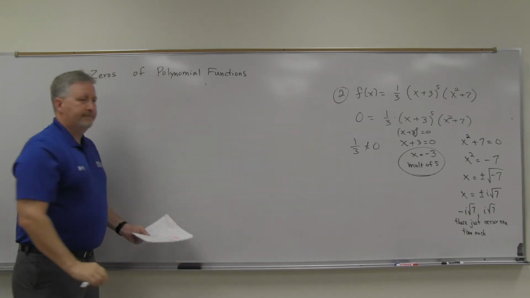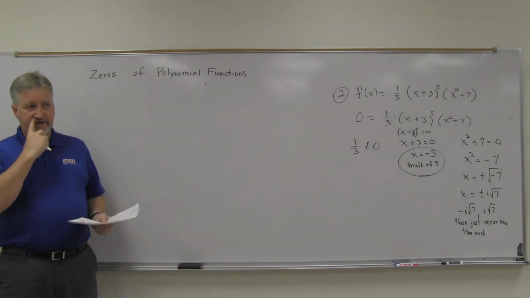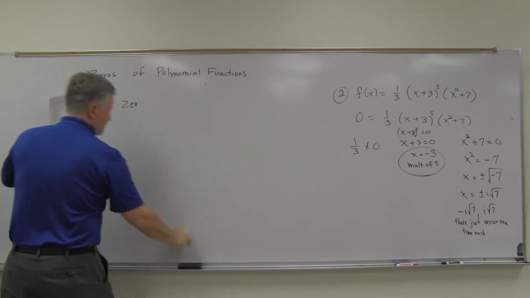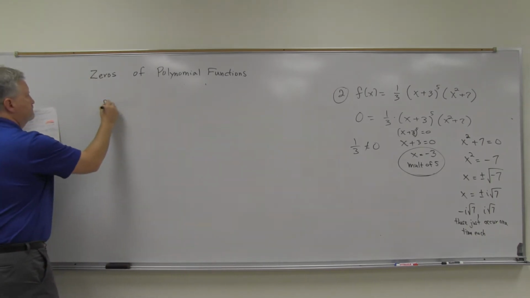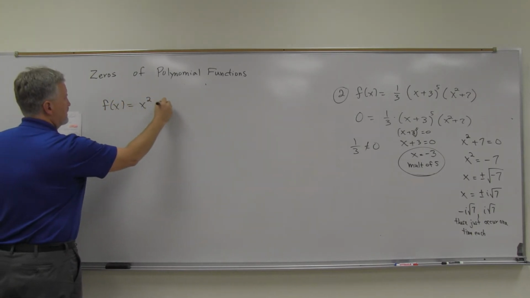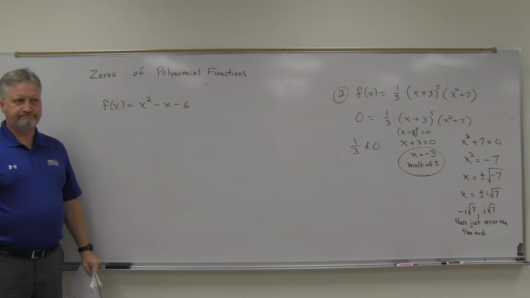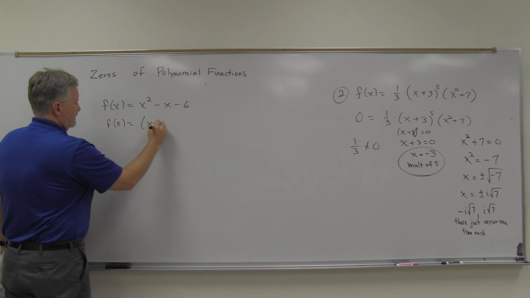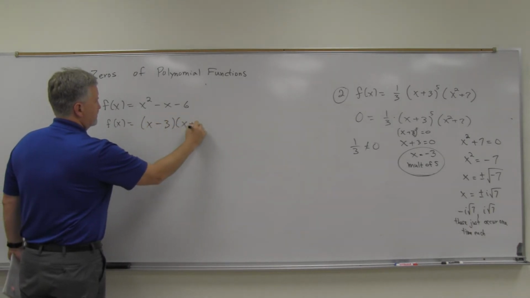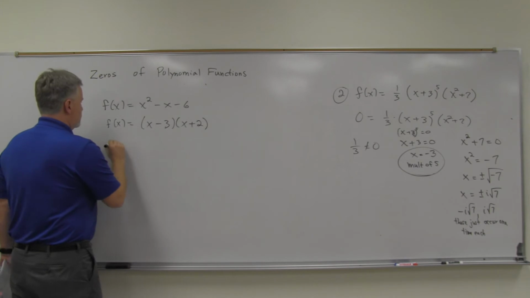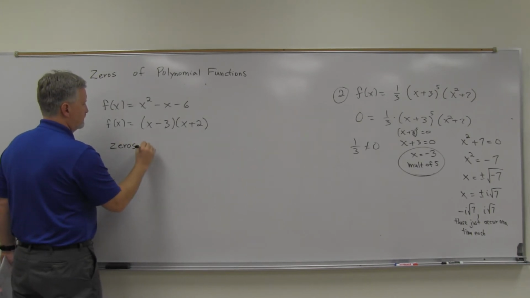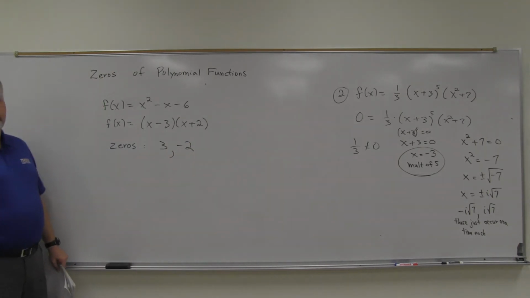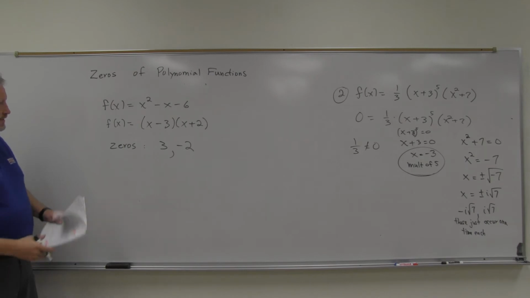Now, there is a linkage here that I want us to note. Let's go back to the zeros. So f of x equals x squared minus x minus 6, the first one we started with. It factored as x minus 3 times x plus 2. And then the zeros were positive 3 and negative 2. Right? That's the first one we did.